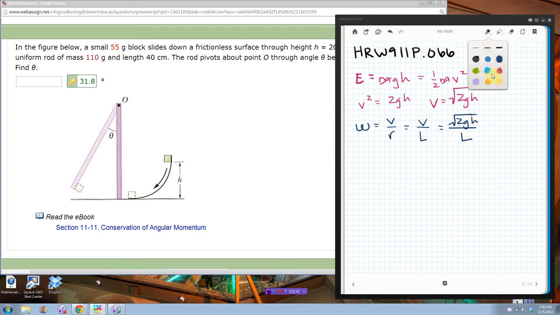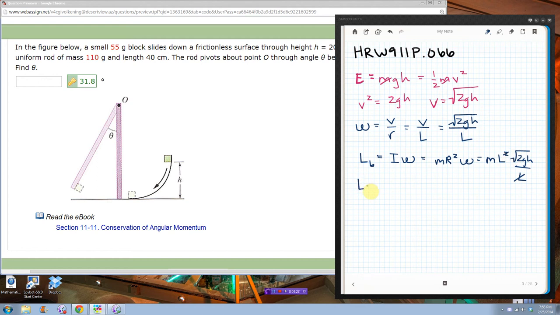So the angular momentum of this block when it's about to hit the rod is always I omega. The block is being treated like a particle, in which case I would be m r squared times omega. In this case, r is L, so we end up with m L squared times the square root of 2gh over L. So we lose one L. We end up with the angular momentum of the block being mL times the square root of 2gh. Now, right before that block hits the rod, that is the only angular momentum that exists because the rod is not moving. So that is actually the total angular momentum.